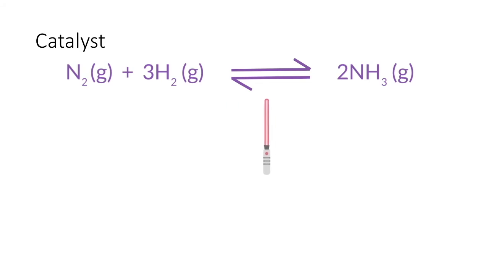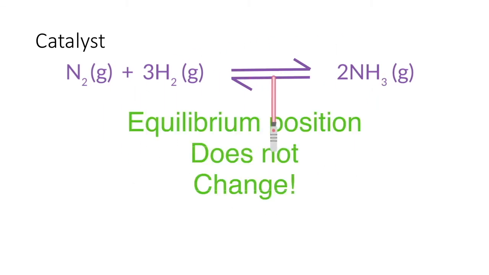Catalysts do not affect the position of equilibrium at all. If we think about what a catalyst does, it reduces or lowers the activation energy, but it's going to do this for both the forward and the reverse reaction. So it just means there's an increase in the rates of both the forward and the reverse reaction, but the equilibrium position doesn't change.